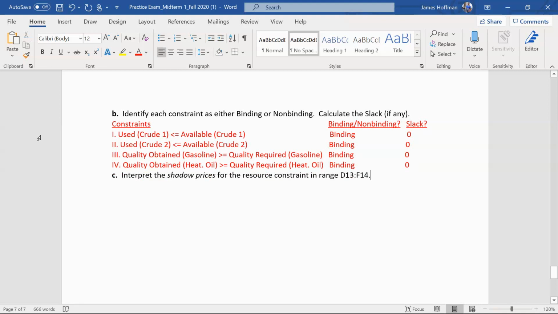Alright, and then finally, let's interpret the shadow prices for the resource constraints in the sensitivity report. We're almost done. We're a few minutes over, but if you guys stay a few more minutes, then Thursday we'll have nothing, so stay a few more minutes here, maybe 8 minutes max, and then Thursday there's nothing needed, so you don't have to come if you don't want to. Okay, let's finish this.